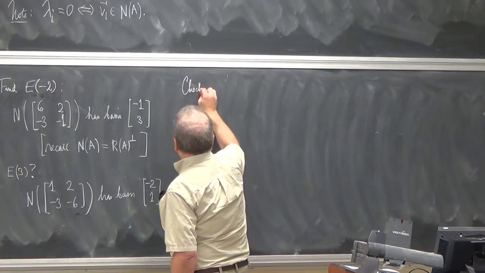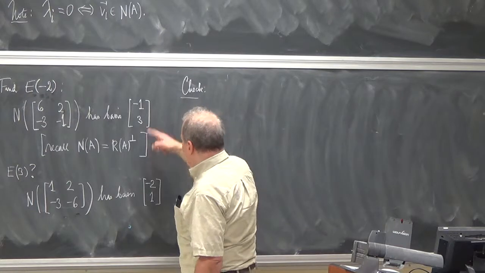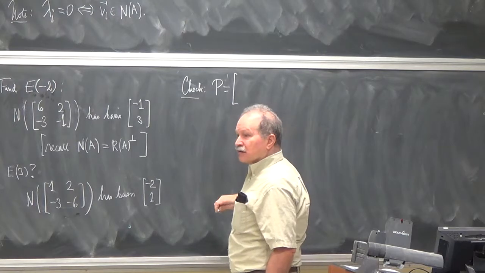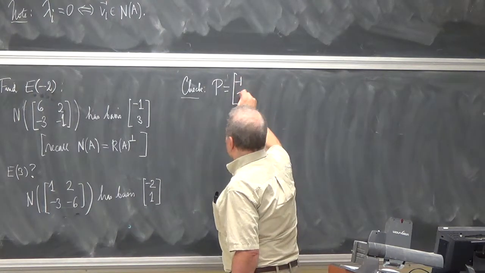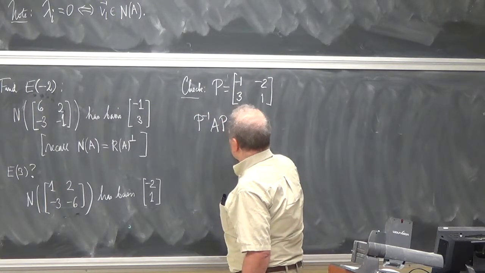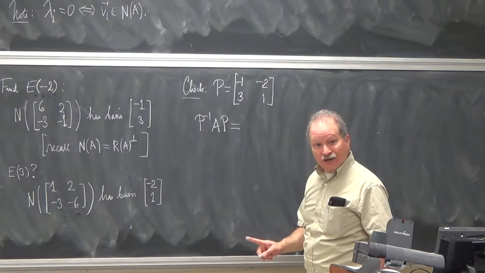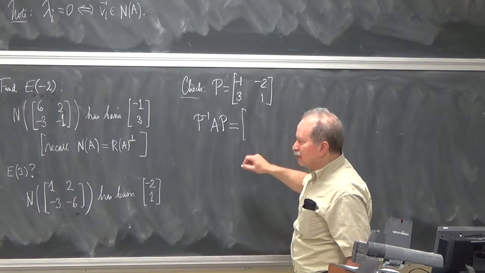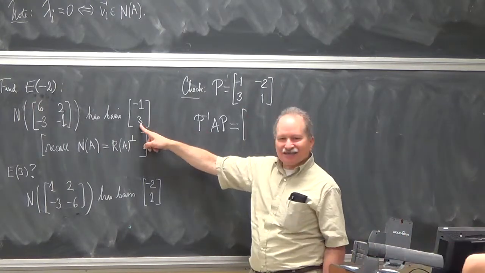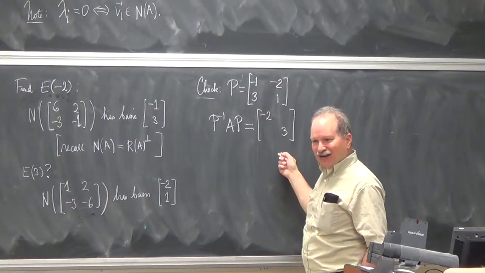As a check, but I won't take the time to do it because I don't trust you. As a check, you should make this your new basis. Put them in as columns. And what should happen when I compute P inverse AP? I should get what matrix? Diagonal, with the eigenvalues as entries, in the correct order. Negative 2 would be first, then 3. Right, so you should be able to check that computation.